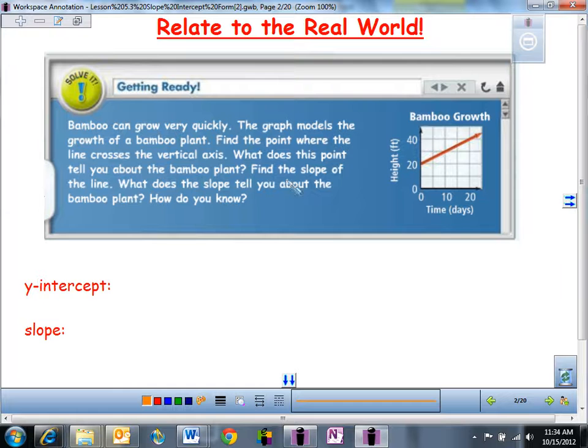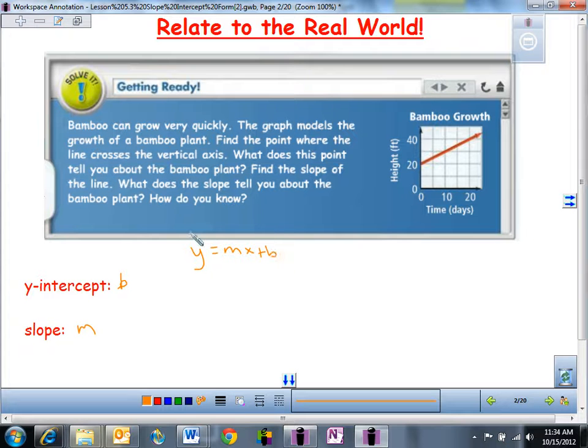So relating it to the real world, we have two letters we're going to be dealing with today. Our y-intercept is our b value, and our slope is our m. The equation we're working with is y equals mx plus b.